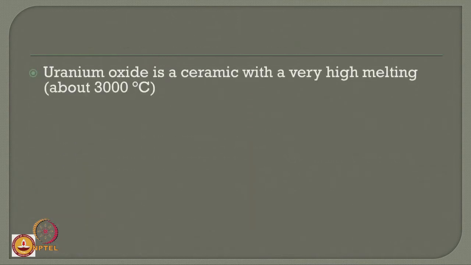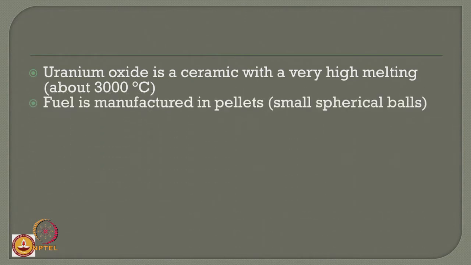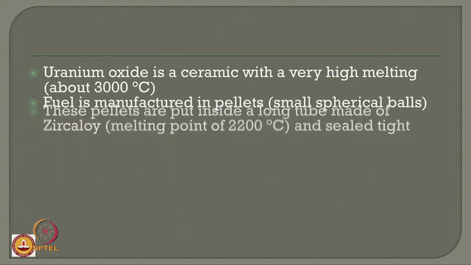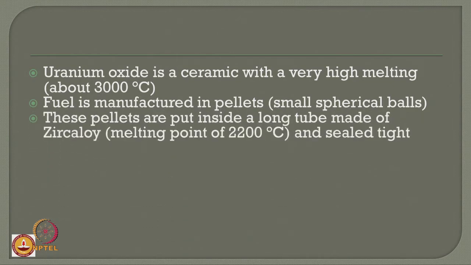Uranium oxide has some specific chemical properties. Let us see what they are. Uranium oxide is a ceramic material with a very high melting point, about 3000 degrees centigrade. Fuel is manufactured in pellets. Pellets are nothing but small spherical balls. These pellets are put inside a long tube made of zircaloy. The melting point of zircaloy is about 2200 degrees centigrade, and they are sealed in a tight packet. This assembly is technically called a fuel rod.